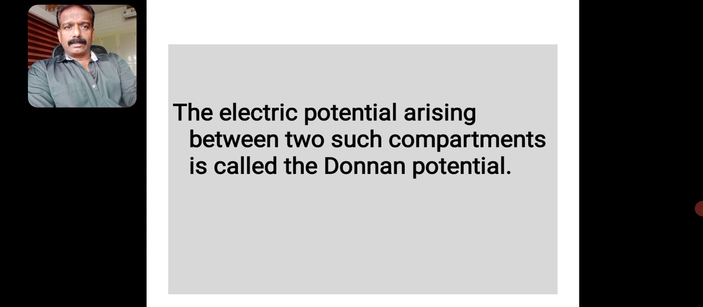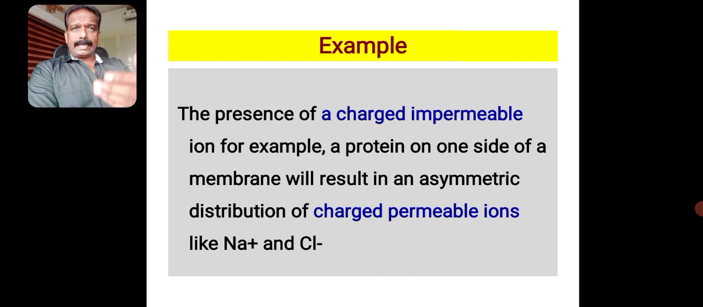We can explain this phenomenon taking some examples of anions and cations which are permeable. We are taking the permeable sodium cation and permeable chloride anion. The impermeable molecule considered for explaining this phenomenon here is the protein anion. First, let us see how sodium and chloride normally distribute across a membrane in the absence of an impermeable molecule.